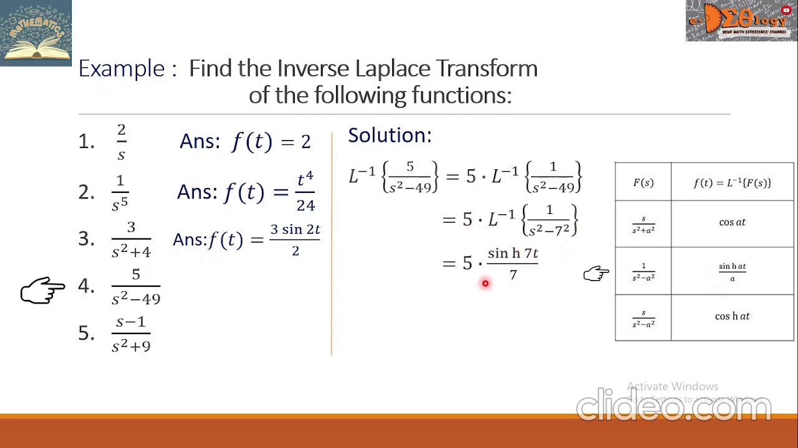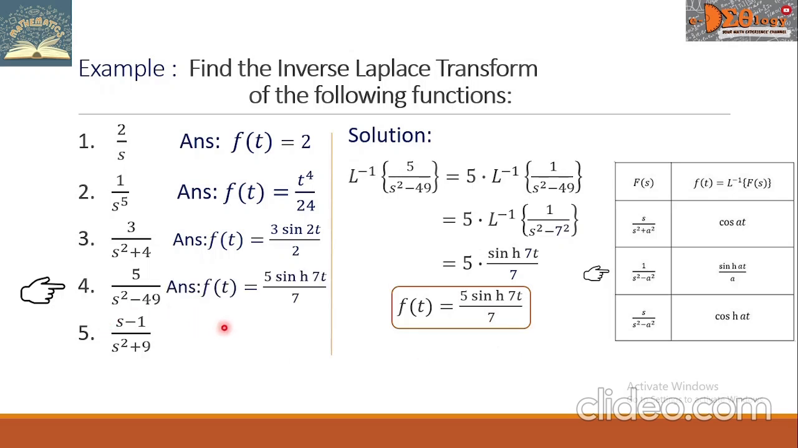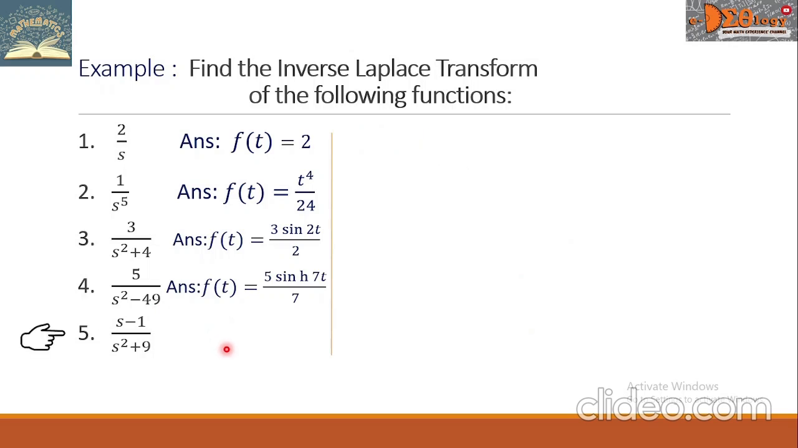Now let us use the formula. We have now this 5 times sinh of 7t all over 7. Then we combine this 5 with the numerator. So final answer, 5 times sinh of 7t all over 7. This is our f of t. This is our answer. Let us copy our answer opposite problem number 4. Then we go to problem number 5. We write our Laplace inverse as s minus 1 all over s squared plus 9.